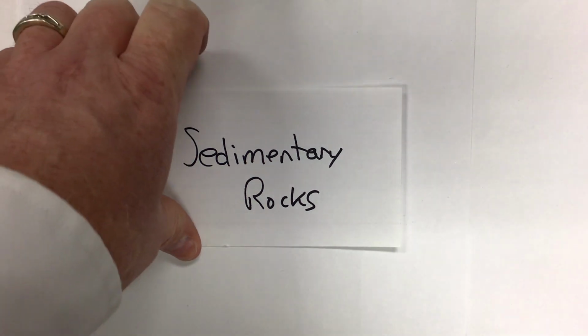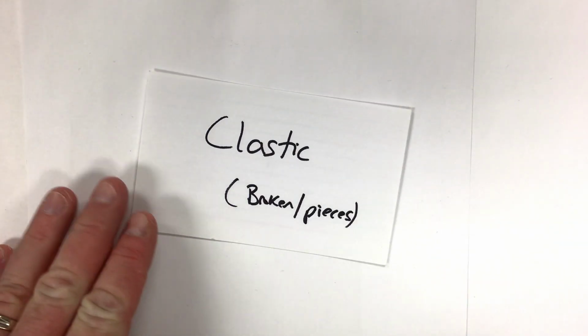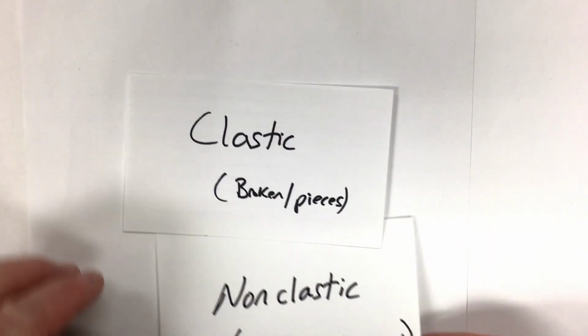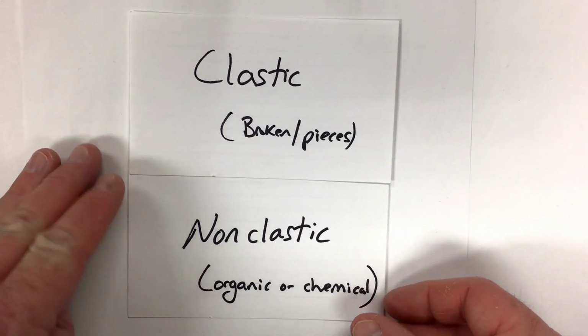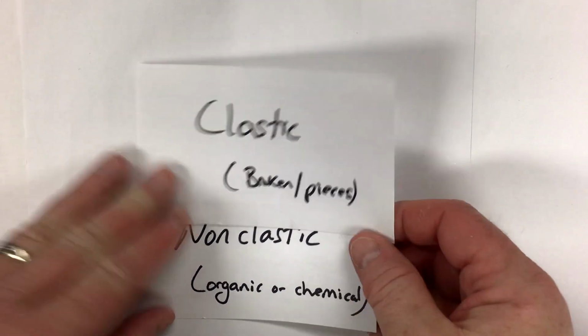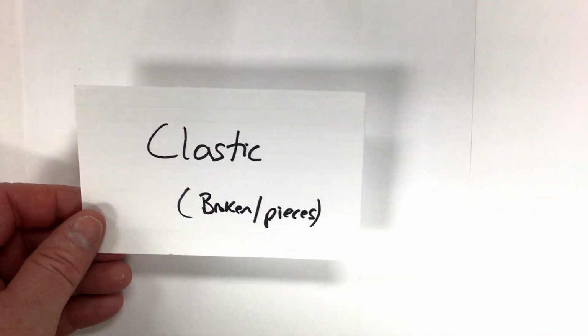So when we look at sedimentary rocks, there are two main classifications. There is clastic, which is made up of pieces, and there is non-clastic, which is made up of organic means such as shells or plants, or it is made through chemical process. So we're going to start and talk about clastic.